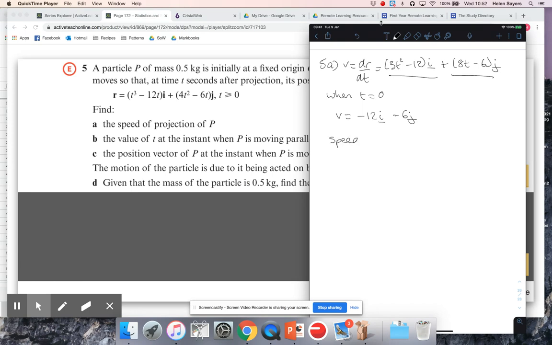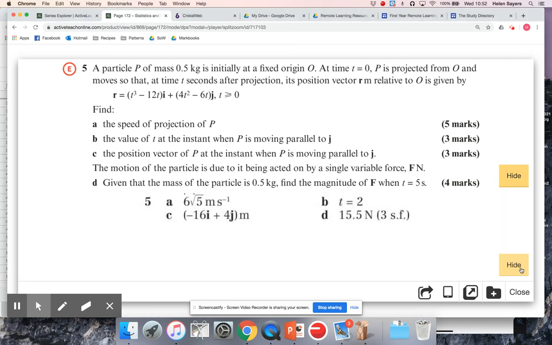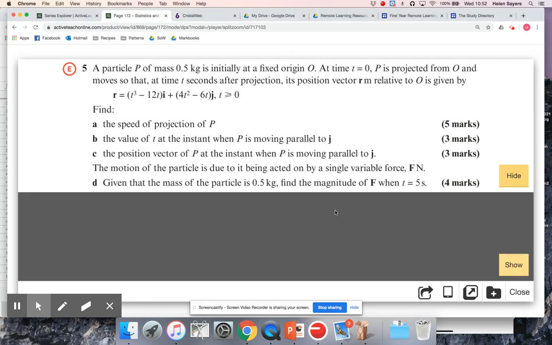And the speed is going to be the magnitude of that. I'm not really bothered about those negatives as I'm squaring. So that is going to be 6 root 5, or 13.4 meters per second. Okay, let's just double check that answer. Yes, they've left it at 6 root 5. So that's not so bad.